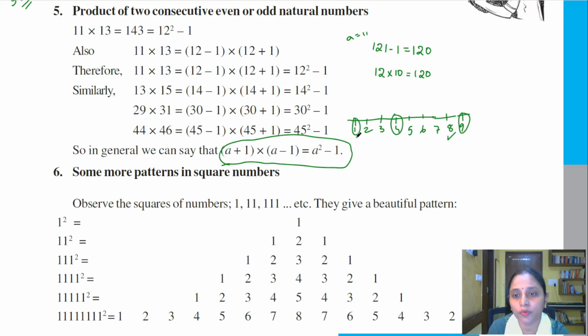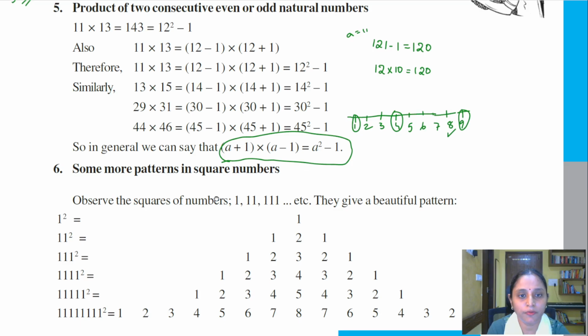That won't hold true for 1 square, because there's no natural number to the left of 1 square, and for 4 also it won't hold true. But other than that, for all the higher perfect squares, it's going to hold true, right? So that is about the fifth interesting pattern.